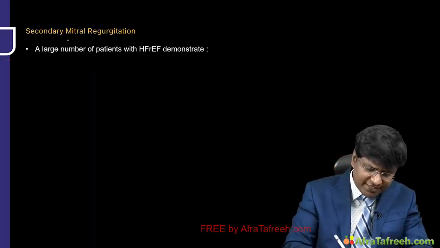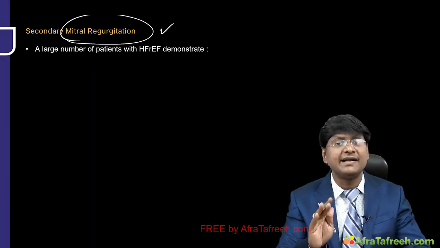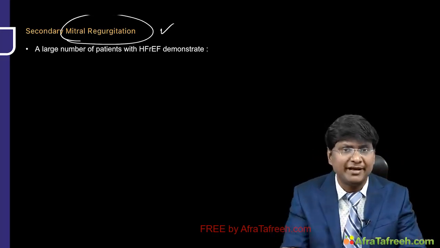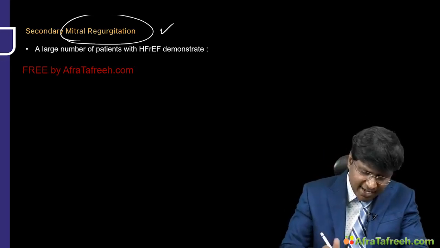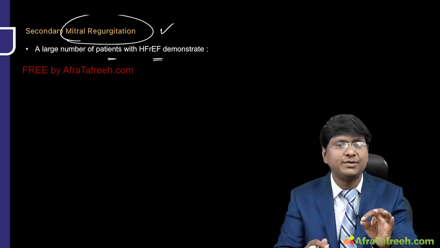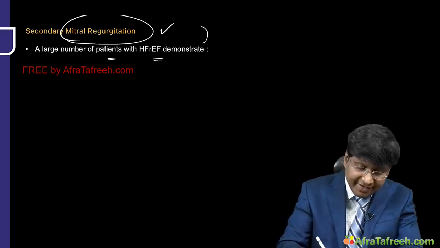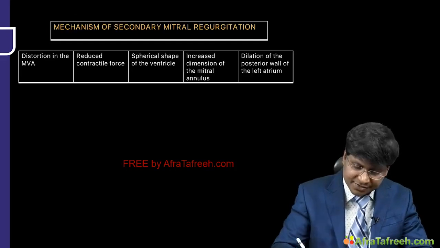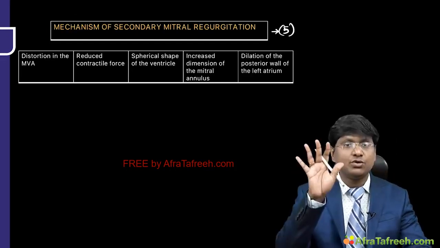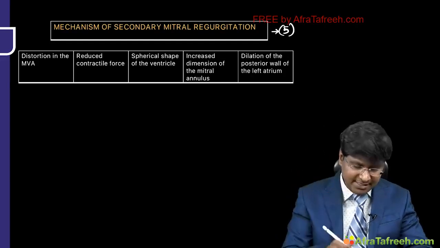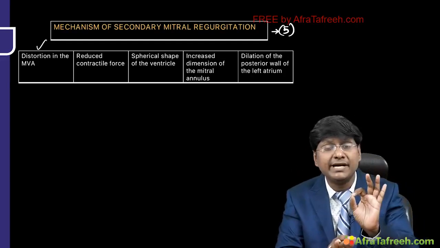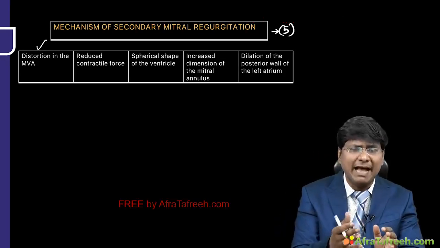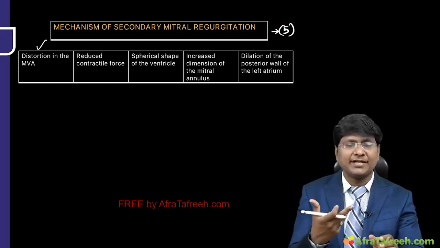Now these patients with heart failure, they develop what is called secondary mitral regurgitation, right? And a number of mechanisms have been demonstrated, right? So a large number of patients with heart failure with reduced ejection fraction demonstrate evidence of this mitral regurgitation. Now what are the various mechanisms? So there are totally 5 important mechanisms. Number 1, distortion in the mitral valve apparatus. Okay, so the mitral valve apparatus, what all does it include?